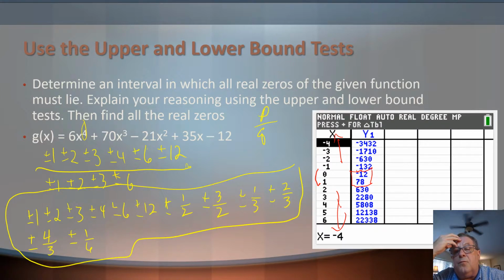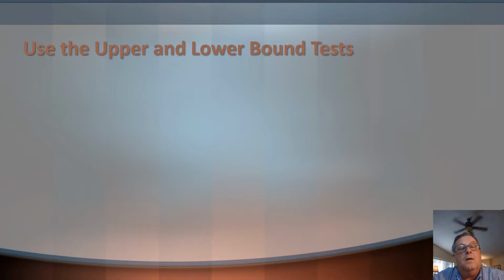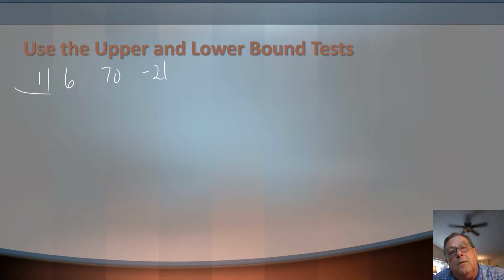On the negative side of things, let's first deal with 1. I want to first find out, is 1 an upper bound? So let's go to the next screen. If 1 is an upper bound, I'm going to synthetically divide this. If I synthetically divide by 1, and all the elements of my quotient are positive, then 1 is in fact an upper bound. Then I would just have to worry about the lower bound. So let's see what we've got.